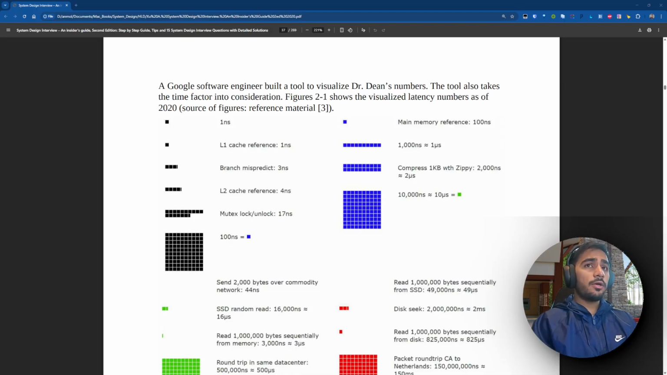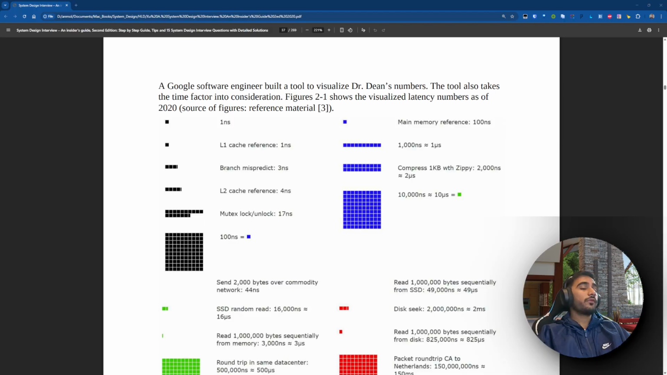And this is what 100 nanoseconds looks like, and this is one block. This is 1000 nanoseconds. Compressing 1 KB with Zippy is about 2 microseconds. That is two rows of these 10 blue blocks, which is 100 each, 1000 and 1000, 2000.